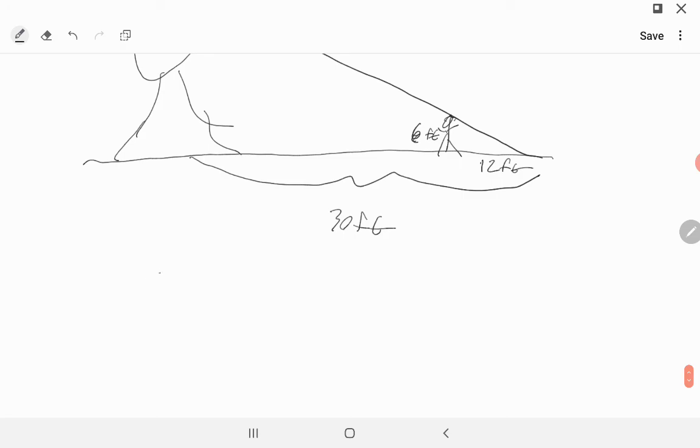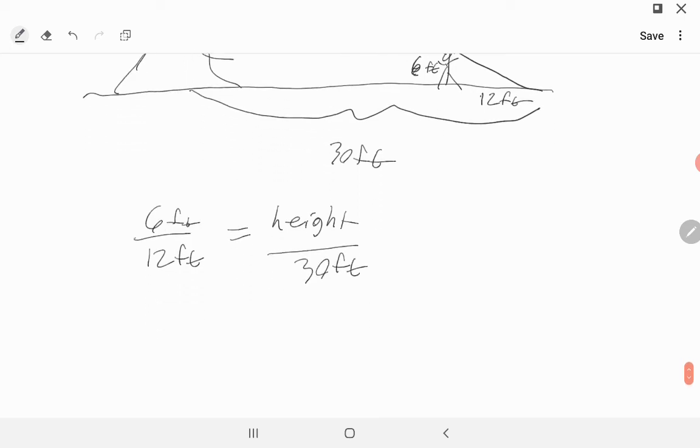We notice that the person's height, 6 feet divided by 12 feet, has to match up to the height of the tree divided by 30 feet. And so again, we're just going to cross multiply. So we're going to get 180 square feet equals 12 feet times the height.